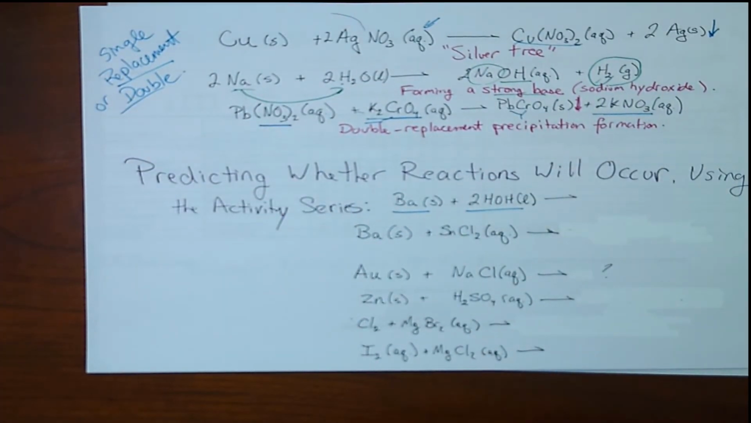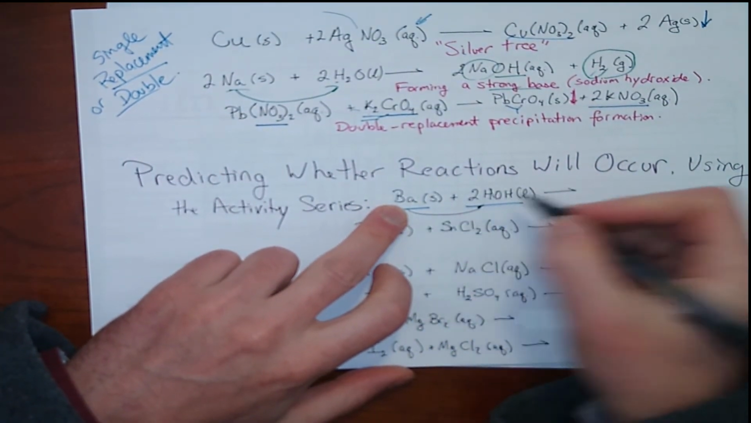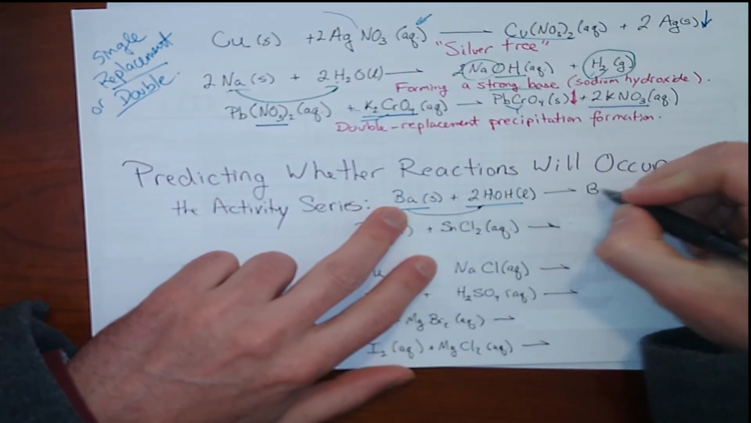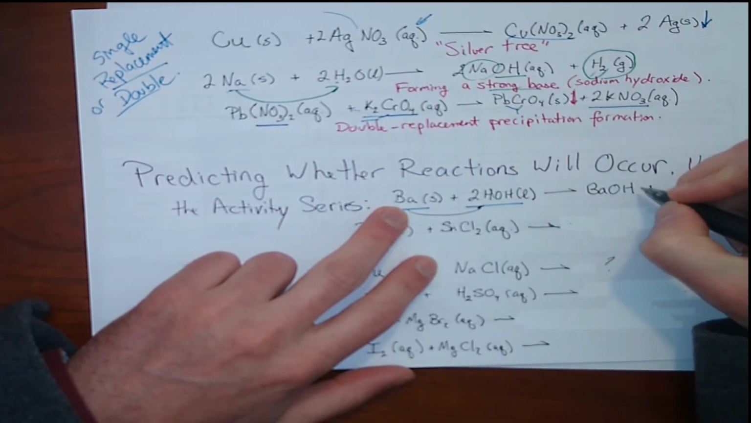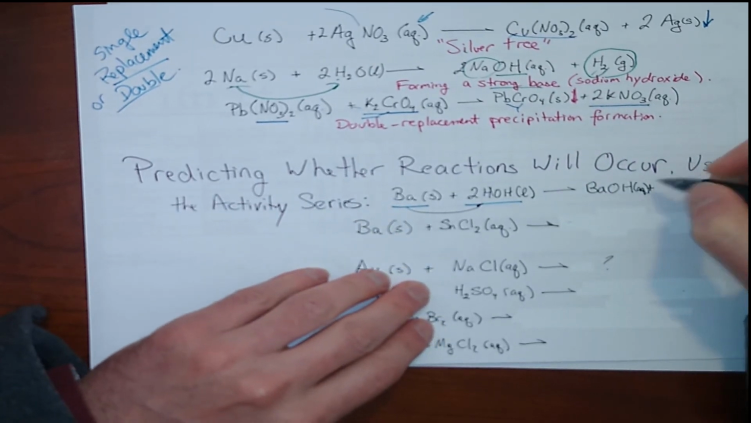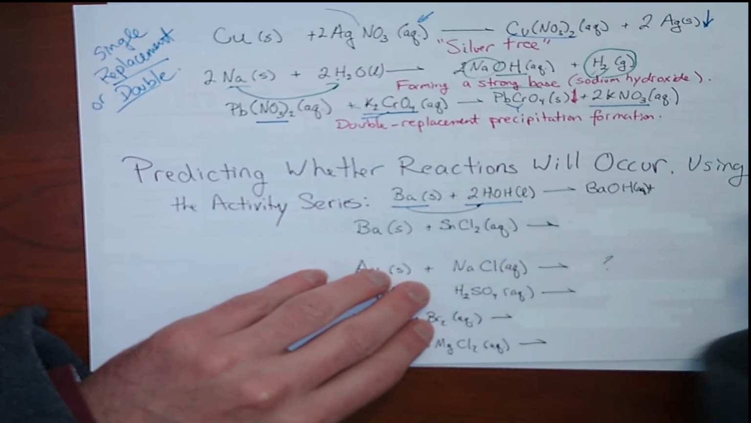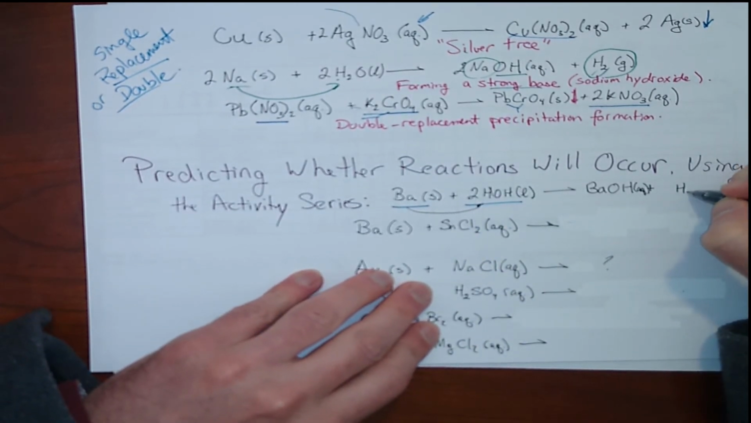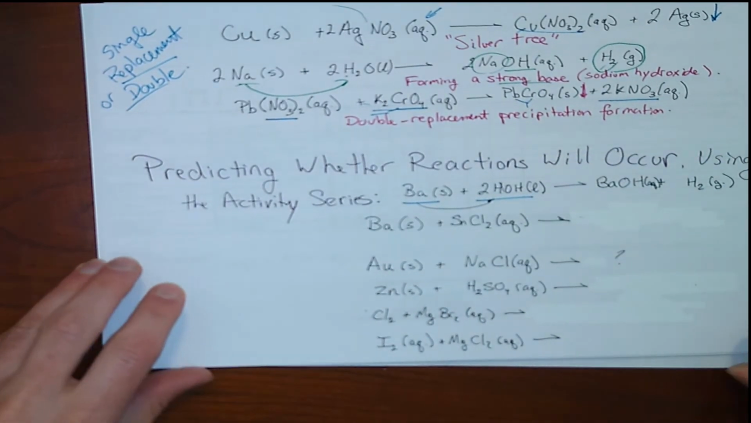And so what we're going to get from this situation is the barium is going to take the place of that. So you will form barium hydroxide, most likely in aqueous solution. And then you will have, again, hydrogen gas as a byproduct. Hydrogen gas being released.